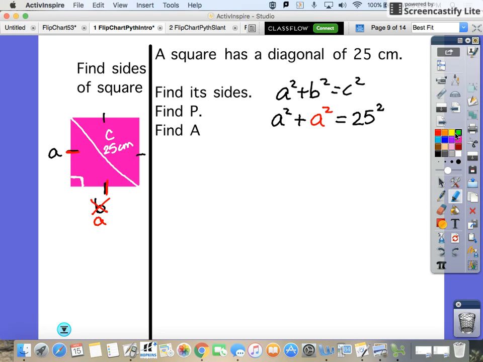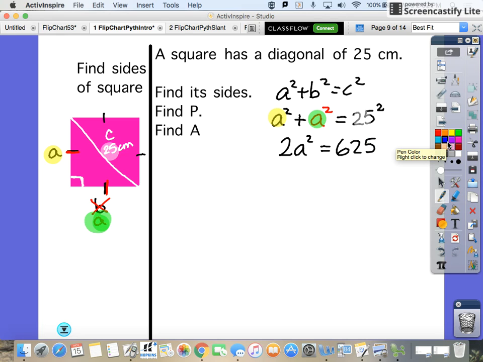So again, this is here, this is here. That is right there. So let's simplify. If you have two of the exact same thing, a squared and a squared, hopefully you agree that we have two a squareds. And that's equal to 25 squared, and 25 squared is 625.